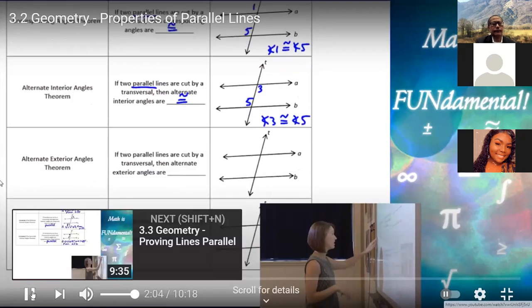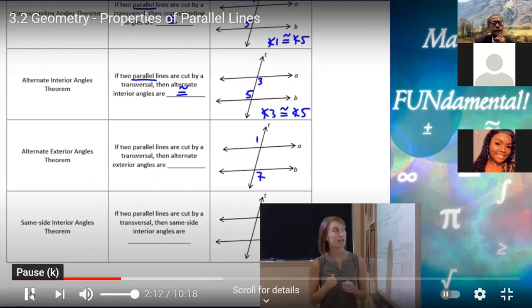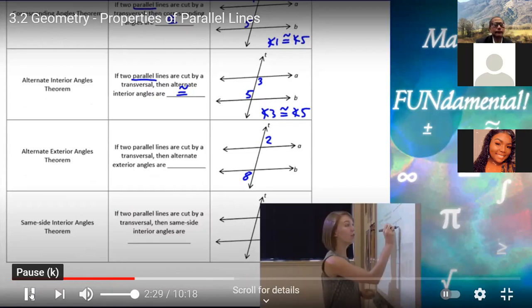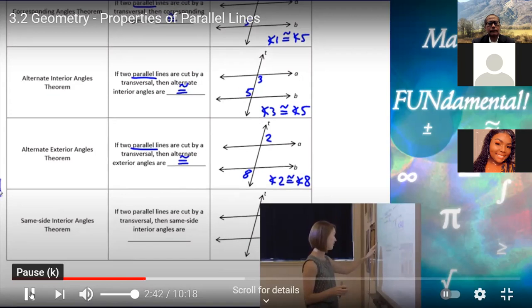All right, next, the alternate exterior angle theorem. Let's look at a couple of alternate exterior angles, angle 1 and angle 7. Look at the sizes of the angles. They both look obtuse. We could change it up and do angle 2 and angle 8. Both of those are again alternate exterior angles, but this time they're both acute. Either way, it looks like they're going to be congruent. And it turns out the theorem states if two parallel lines are cut by a transversal, alternate exterior angles are in fact congruent.